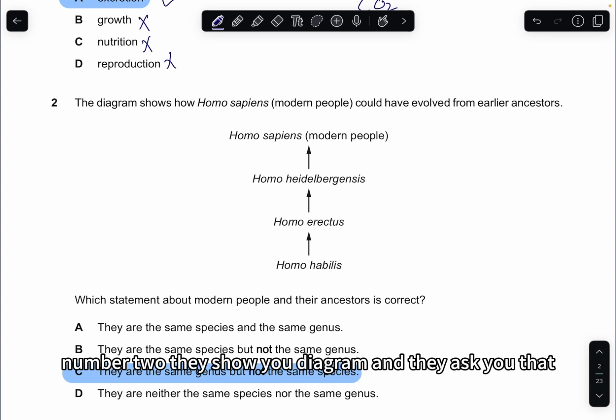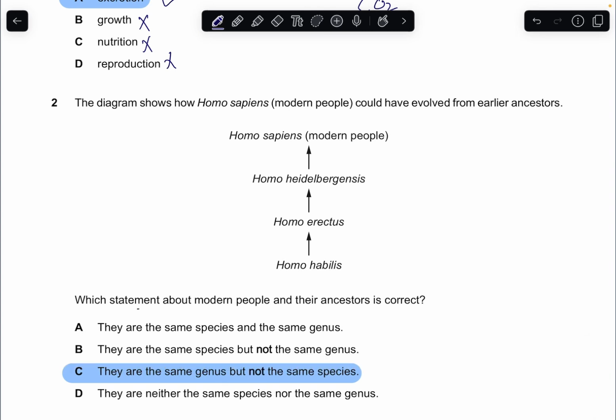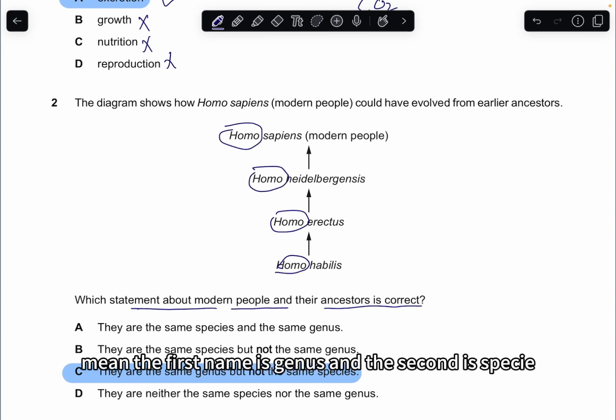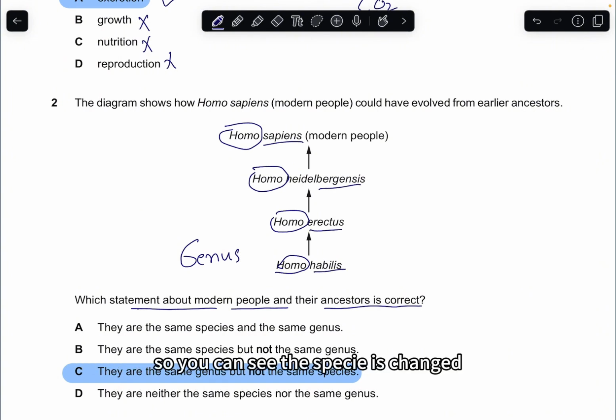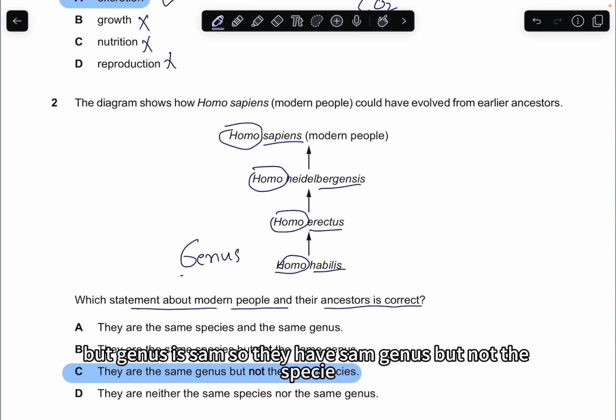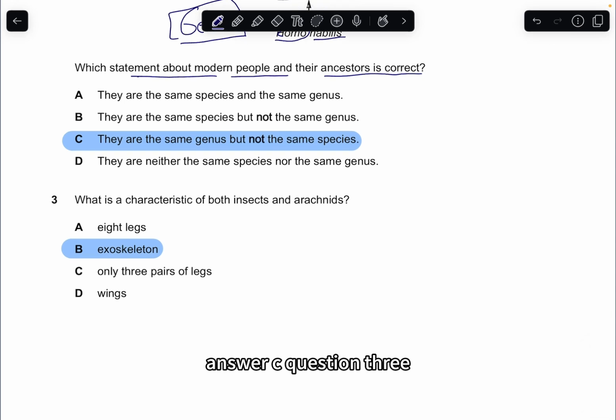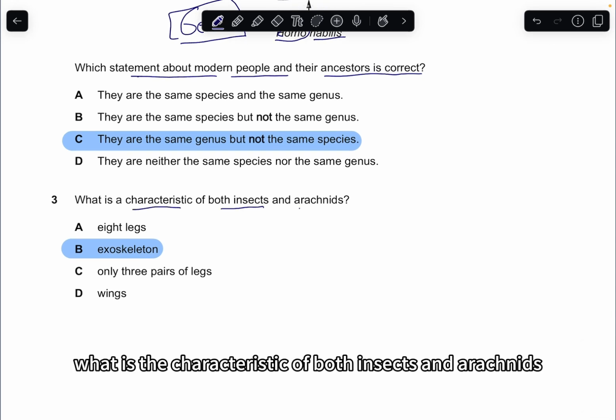Question number 2, they show you a diagram and they ask which statement about modern people and their ancestors is correct. If you see this diagram, the word Homo remains the same. It means the first name is the genus and the second is the species. So you can see the species is changed but the genus is the same. So they have the same genus but not the same species. The answer is C.